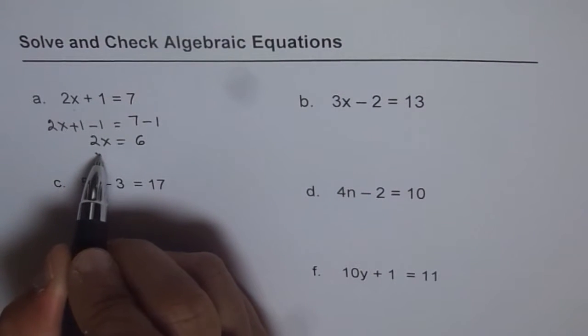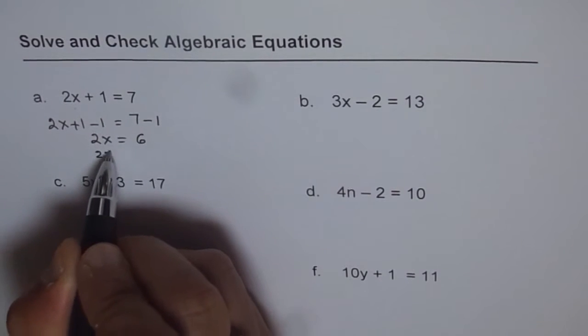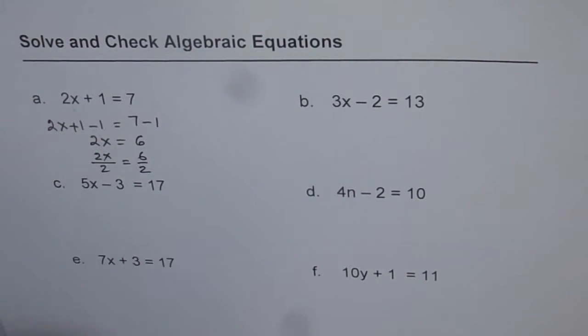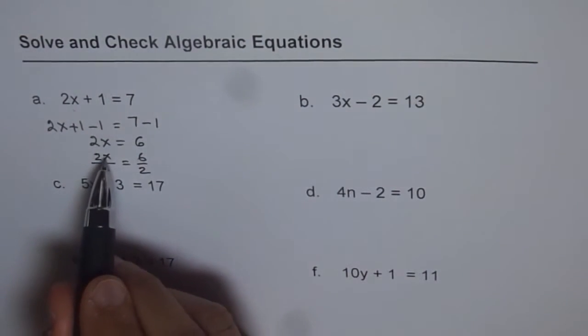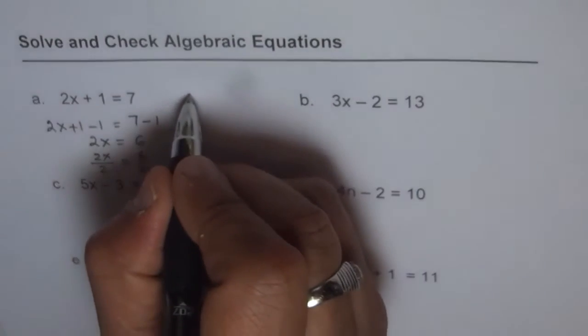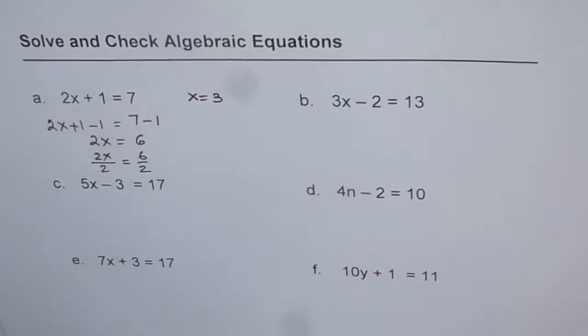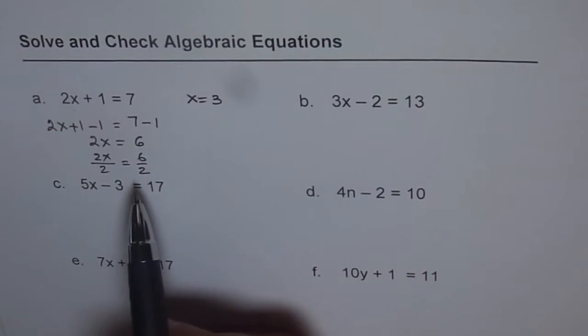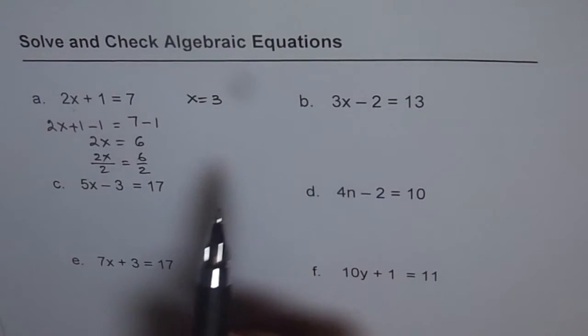So we'll do 2x divided by 2 equals 6 divided by 2. And that gives us the answer. So the answer for this question is x equals 6 divided by 2, which is 3. So x equals 3 is our answer, correct? So these are the steps to be followed. Let's do it once again. Follow all these steps for part B.